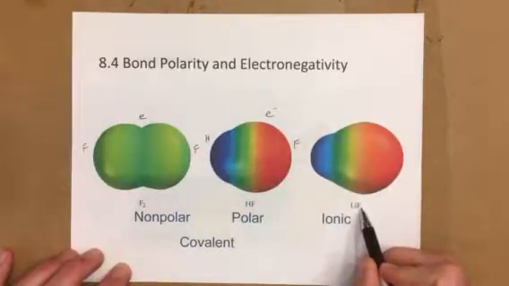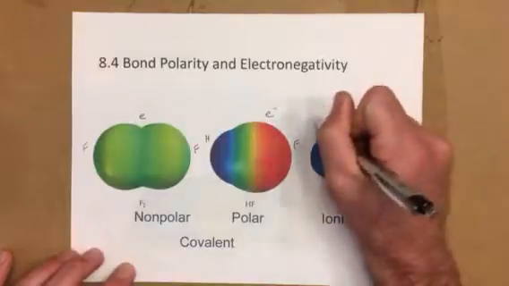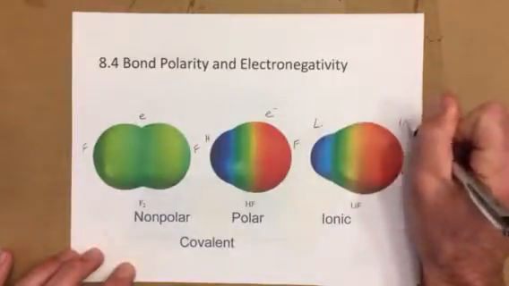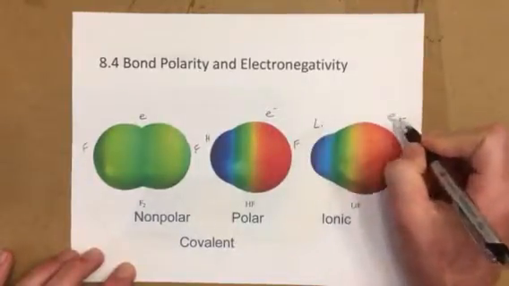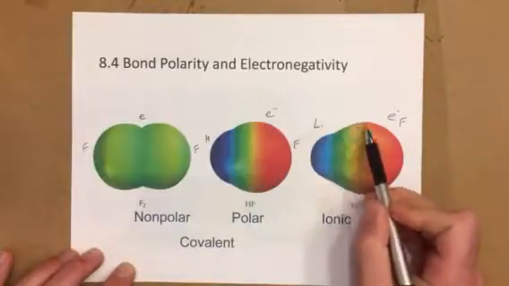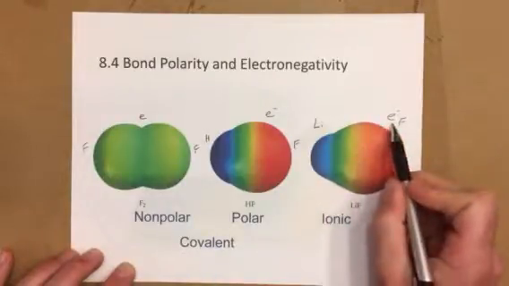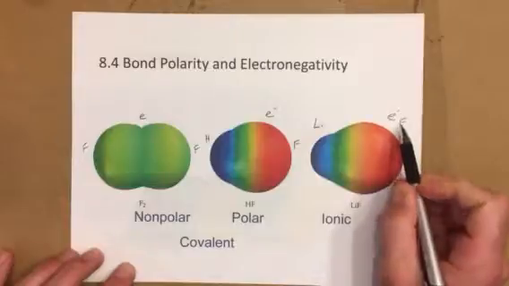Then over here we have lithium fluoride. So the bond between lithium and fluorine. In this case, fluorine is much stronger at pulling the electron towards itself, and they're hardly sharing anymore. The electron is almost completely over here by fluorine.